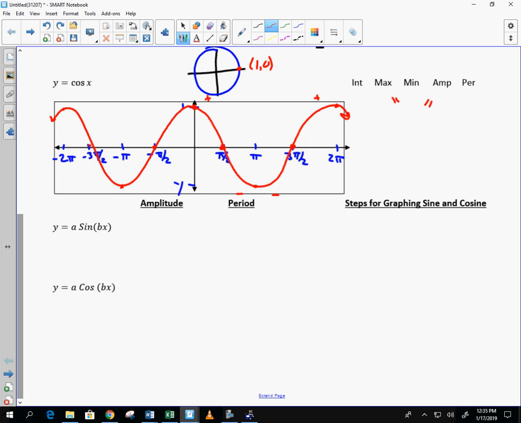Those are basic. I will get you, by the end of this class, to graph y is equal to -3 secant of 4x minus pi over 2 plus 1. I will teach you how to graph that. We are nowhere near being able to graph that, but that's what we have to be able to get to.